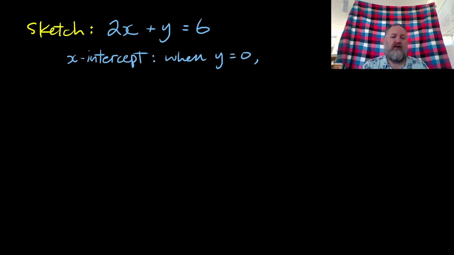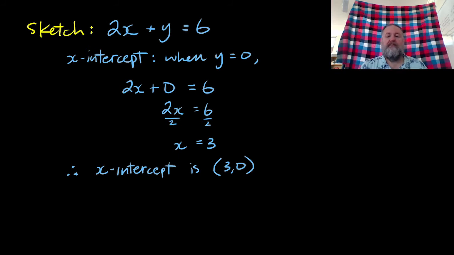I'm not going to take much time stepping you through this. But we can calculate and slowly work down, get x by itself, that x-intercept, x is equal to 3 when y is equal to 0. So therefore our x-intercept is 3, 0.